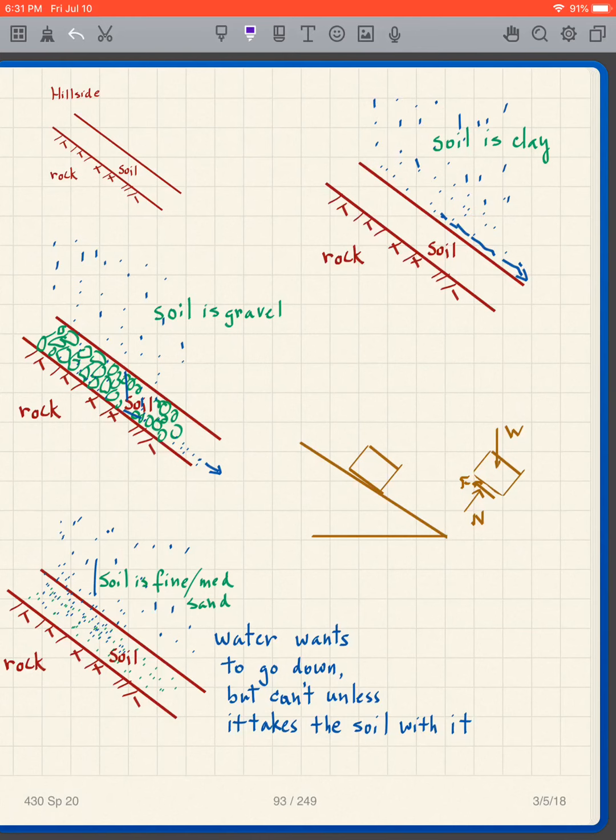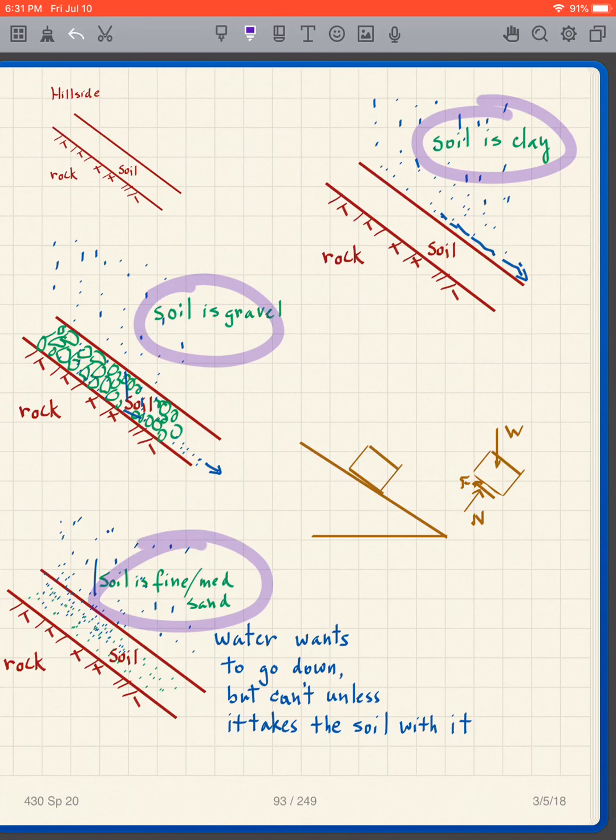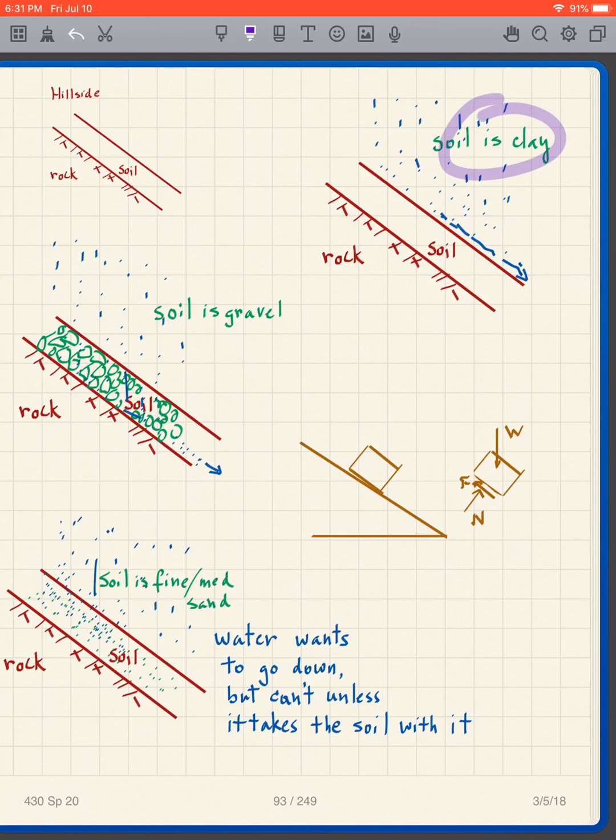Now, let's take a look at different situations where the soil is clay, where the soil is gravel, soil is fine to medium sand. So let's look at three different situations. Let's look at the clay one first. Well, what do we know about clay?